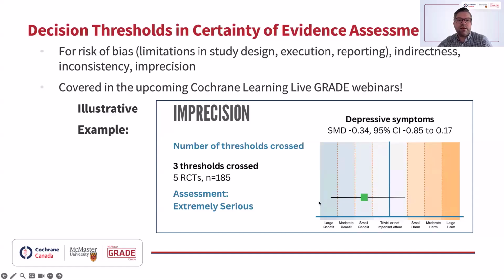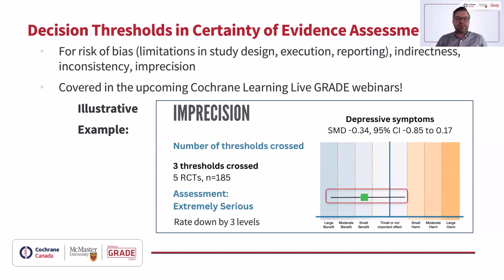And when you plot it out here, you see that this estimate of the effect and the 95% confidence interval crosses 3 thresholds, going from a large benefit to a trivial or not important effect on the harm side. What's important here is that we don't use the line of no effect as the threshold. This entire range here is trivial or no important effects, so it covers trivial benefit and trivial harm. In this case, crossing 3 thresholds, we would make an assessment that there's extremely serious imprecision, and we would rate down by 3 levels.